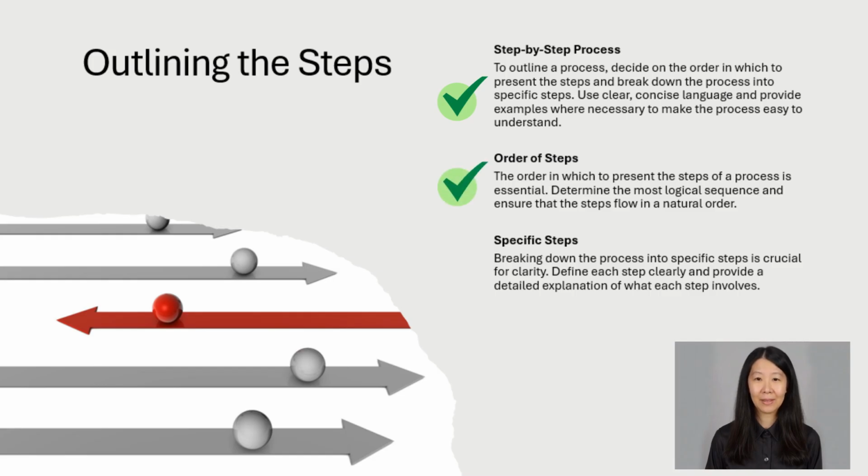Order of steps. The sequence in which you present the steps is crucial. Arrange them in a logical, natural order so that the process flows smoothly. Avoid jumping between unrelated steps or skipping important ones. Specific steps. Be as detailed as possible in explaining each step. Break down complex steps into smaller parts if necessary and define what each part entails. This level of detail helps the reader follow the process without confusion.